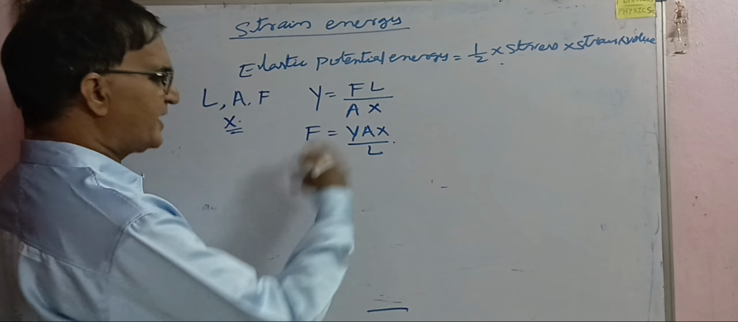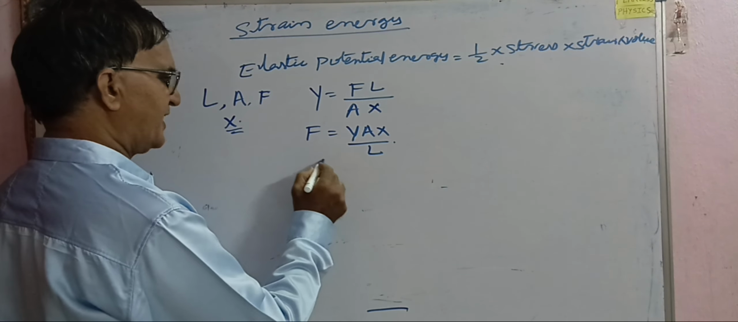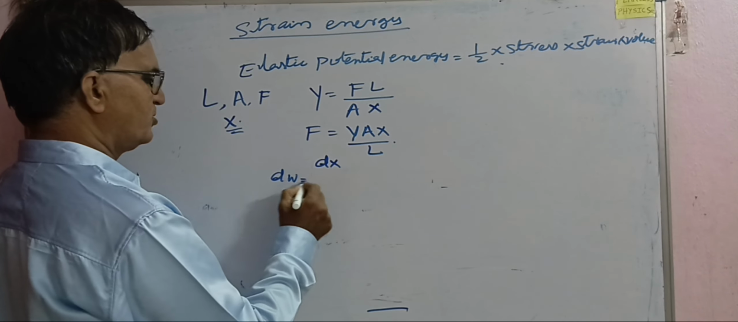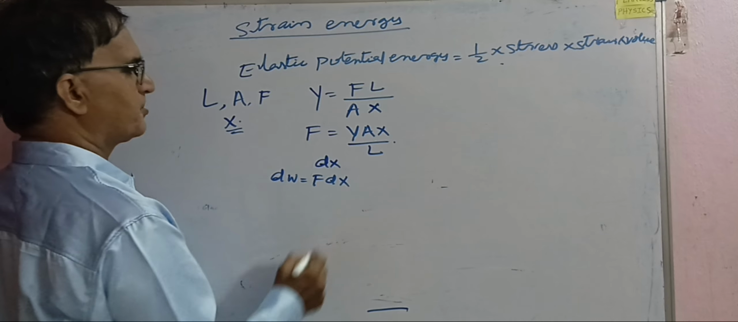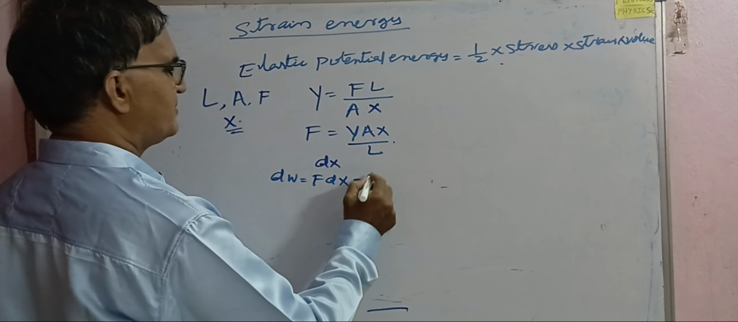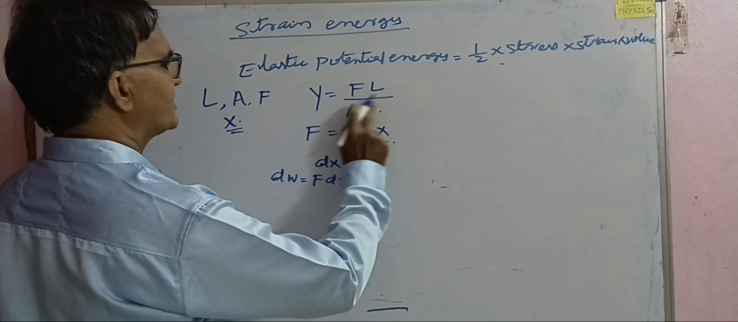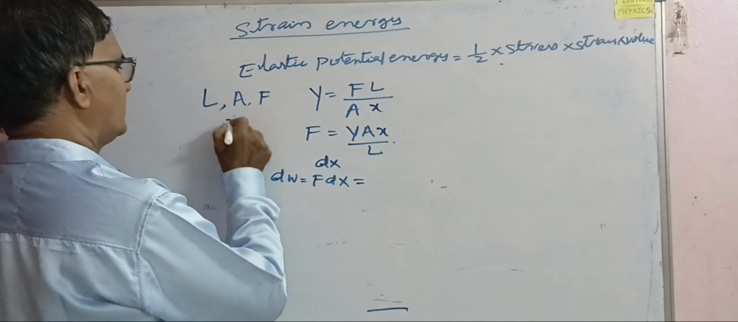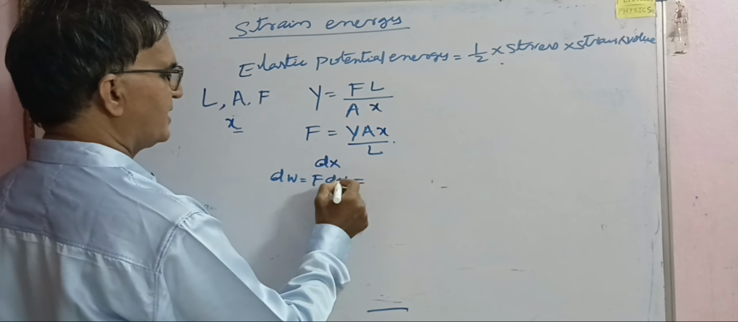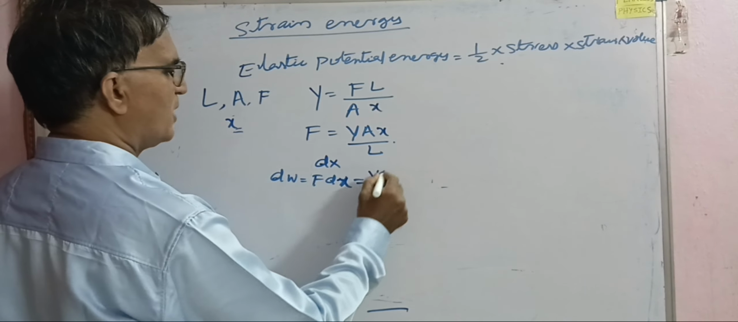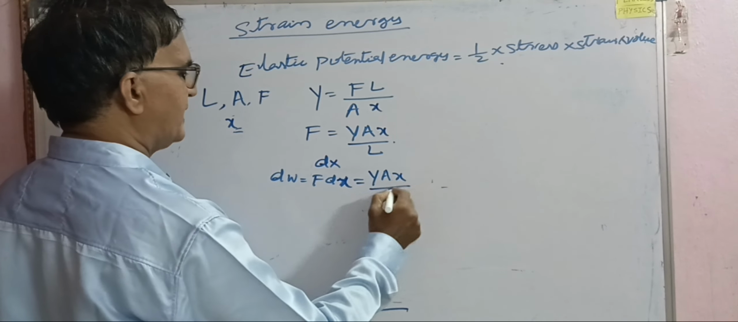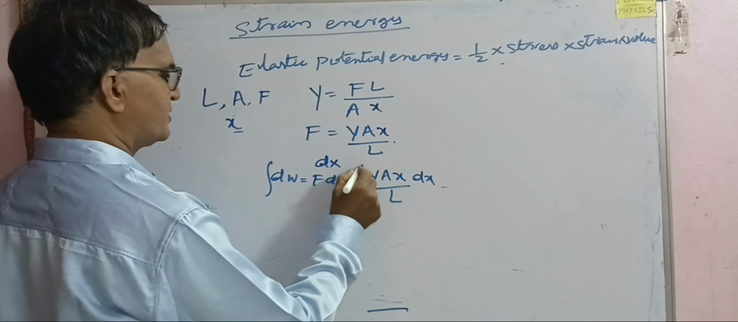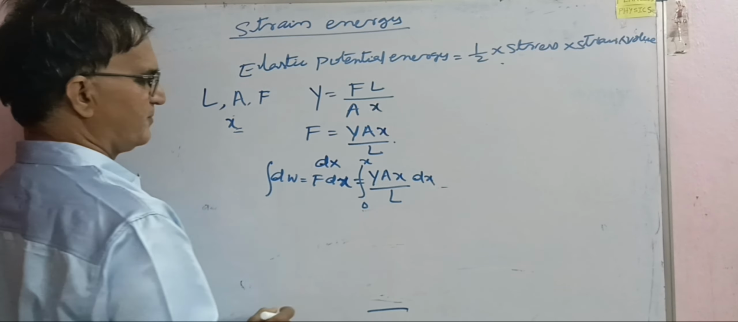Now to further elongate the wire through a distance of dx, some work is to be done. dW is equal to F dx. Now if you apply the limits here, we will take small x, the elongation, and further elongation dx. So dW is YAx by L into dx. We will integrate both. Limits are 0 to x only.